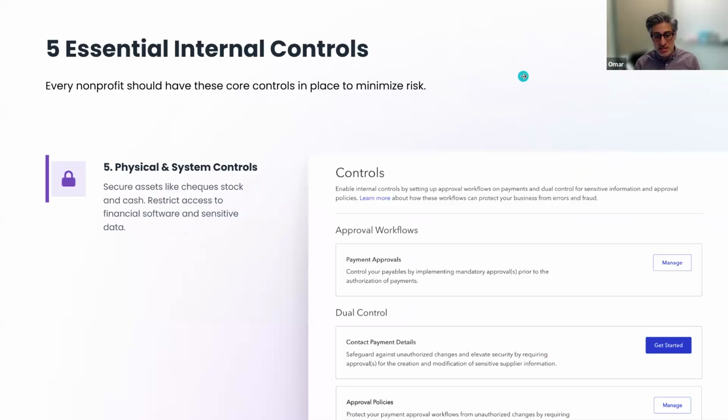And then physical and system controls. So we talked about locking up your checkbook. Of course, if you are automating transactions, you won't have that problem. But effectively, Pluto prompts you to build these controls, to have dual signing authorities, to have approval workflows. It's all built into the way that Pluto is set up. So you will be prompted for these controls as opposed to having to make sure that they exist in a manual environment.